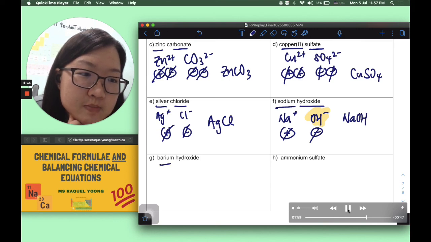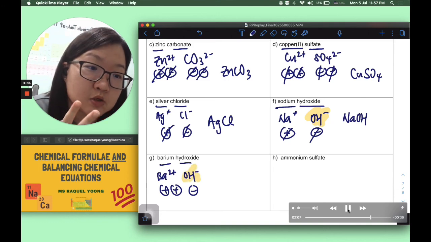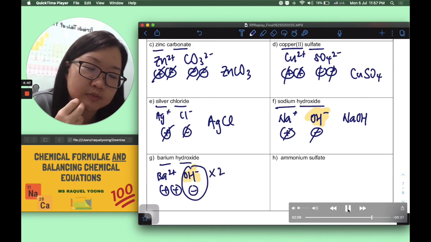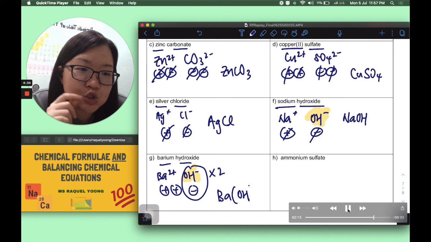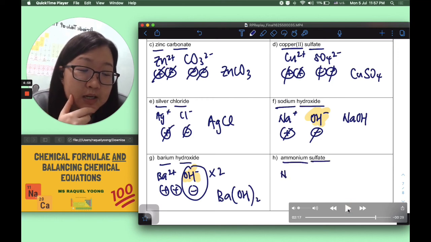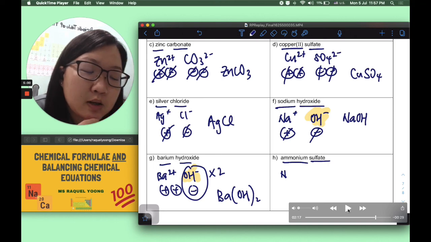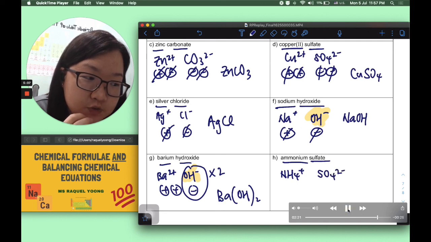Part G, barium hydroxide. Barium is a group 2 metal, so it's Ba2 plus, OH minus. So 2 plus and 1 minus, you need 2 units of your hydroxide. So the whole thing times 2. So final chemical formula, Ba, open bracket, OH, and then 2. And last one is the most tricky, ammonium sulfate. Ammonium is NH4 plus, sulfate is SO4 2 minus.